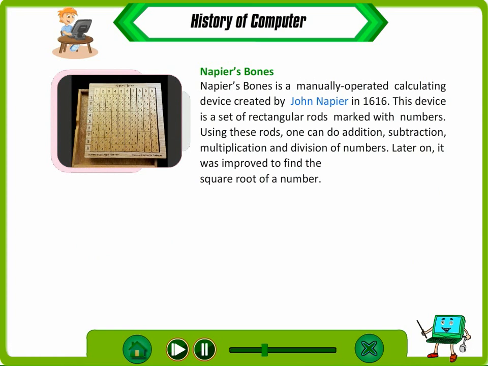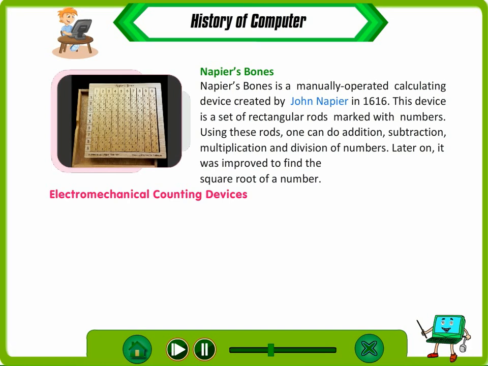Napier's bones. Napier's bones is a manually operated calculating device created by John Napier in 1616. This device is a set of rectangular rods marked with numbers. Using these rods, one can do addition, subtraction, multiplication and division of numbers. Later on, it was improved to find the square root of a number.